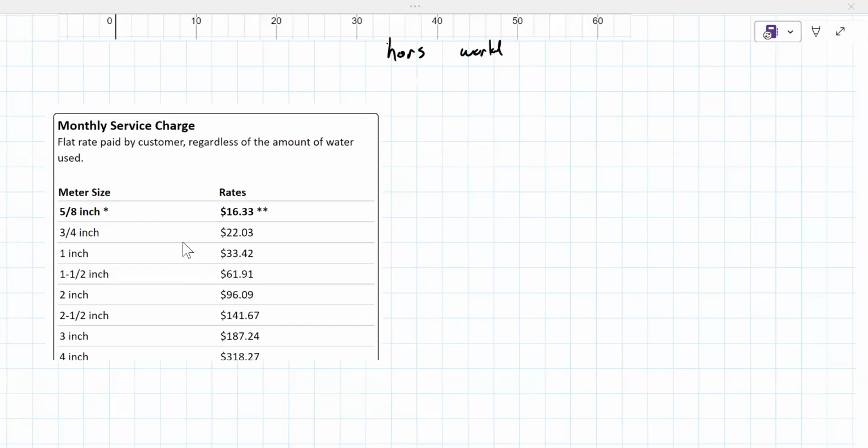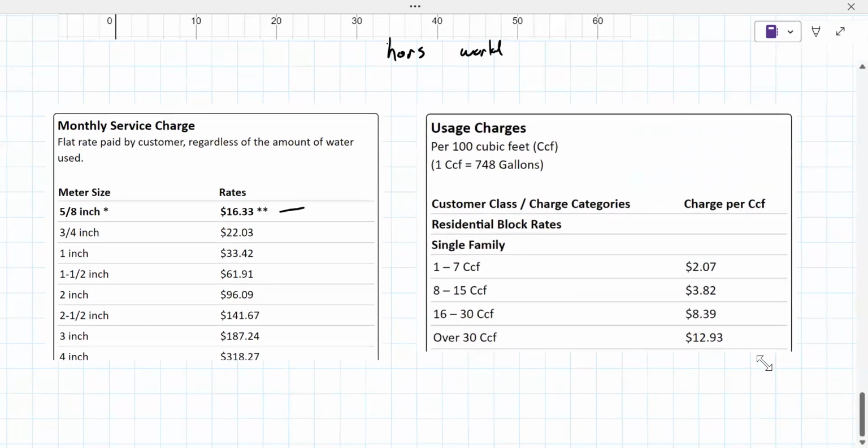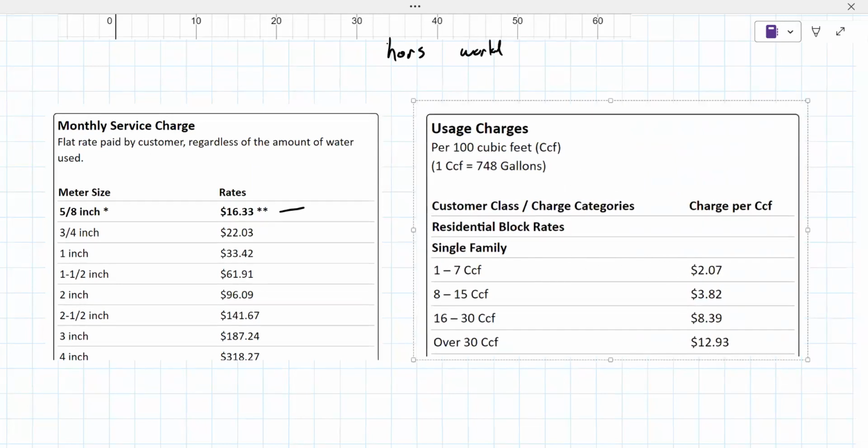Okay. Up to 150. Okay, use the table for a 5/8 inch meter. And use the usage charges tables for a single family. Okay, I see. So we have to use this for a single family. All right, here we go. Not sure I totally understand this yet. I got to keep looking at the pictures.